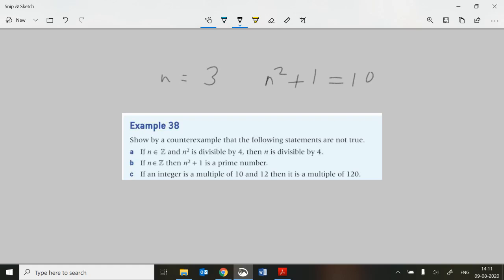And finally, it says if an integer is a multiple of 10 and 12, then it is a multiple of 120. Well, multiples of 10: 10, 20, 30, 40, and so on. Multiples of 12: 12 and 24, and until we get to the next 0 is 60 for both of those. So 60 would be an example of a number which is a multiple of 10 and 12, but 60 is not a multiple of 120. So that's our counterexample. We only need one number which is not working to disprove the rule.